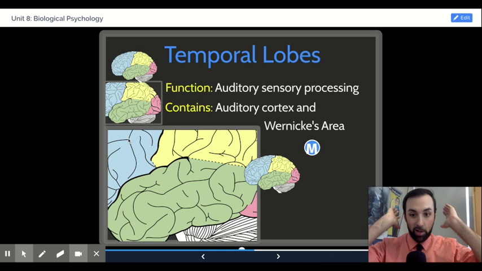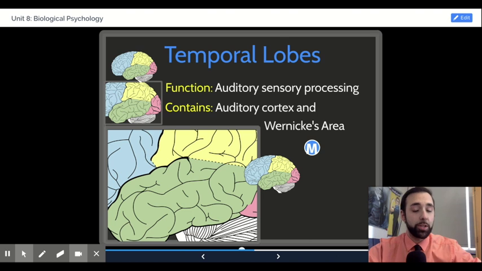So it's essentially, relatively speaking, close to where your ears are, which is convenient because the temporal lobe contains a couple different things. It's responsible for auditory sensory processing. So incoming sound waves are eventually processed in the temporal lobe, so it contains what's called the auditory cortex. It also contains what's called Wernicke's area. We're going to define Wernicke's area below, but I alluded to this the other day.